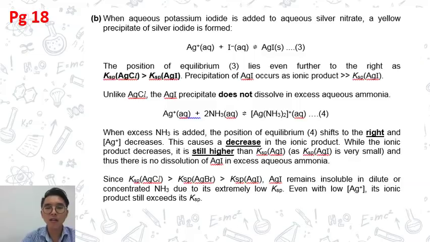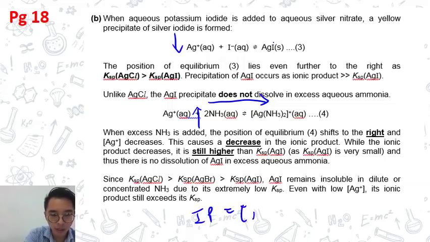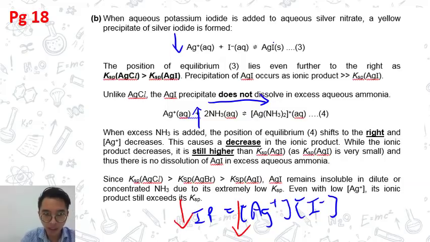Let's look at what happens in the case of silver iodide. Similarly, when you add ammonia, equilibrium 4 will shift to the right, and Ag plus will drop as well. The ionic product of silver iodide is Ag plus multiplied by I minus. As your Ag plus decreases, your IP will drop as well. However, the difference is this: Ksp of AgI is very, very small. So even though IP drops, it is unable to drop below the Ksp of AgI, and the salt will not be able to dissolve. It will still remain as a precipitate.